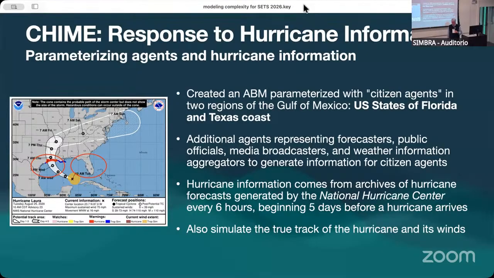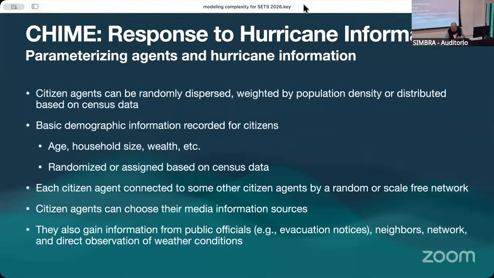We populated our model with citizen agents that actually have to make a decision about what to do. But then we gave other agents: we have forecasters, public officials, media broadcasters, weather information aggregators, and they all provide information that citizen agents can choose, right? We don't push the information to them. Agents can choose which information they want to use, depending on their own proclivities, who they trust, their sensitivity to risk. And then we would generate this information just as the National Hurricane Center would do every 6 hours, right? We also tracked where the hurricane really went. And I think I can show you a little video of this in a minute.